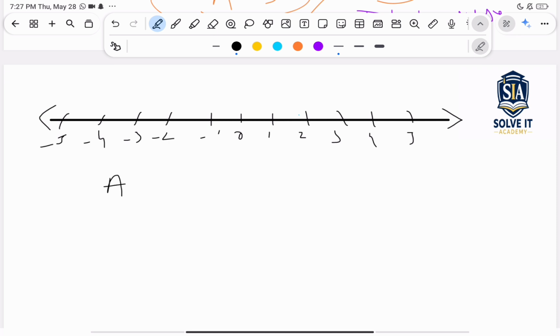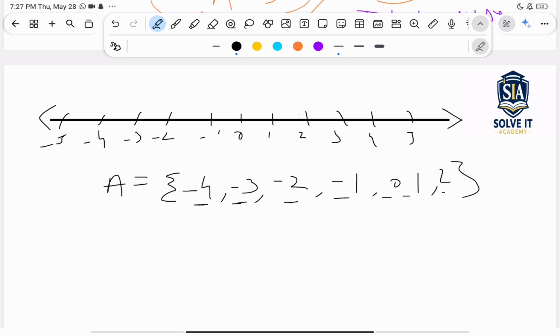If A is the set which is equal to {-4, -3, -2, -1, 0, 1, 2}, if this is the subset, then all are included here: -1, 0, 1, 2, all are included. If all are included, inclusion will be depicted by dark circles.